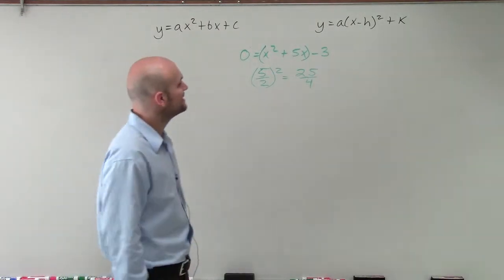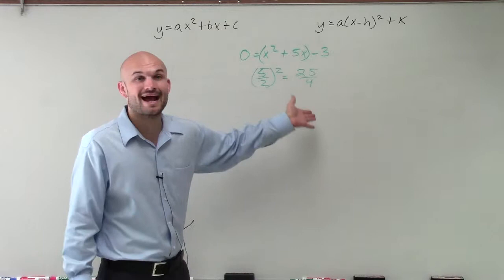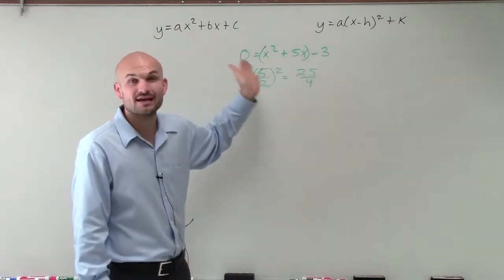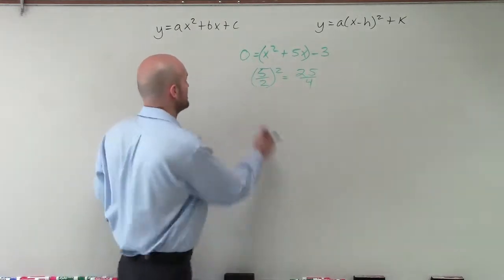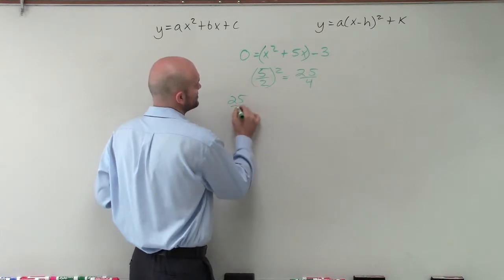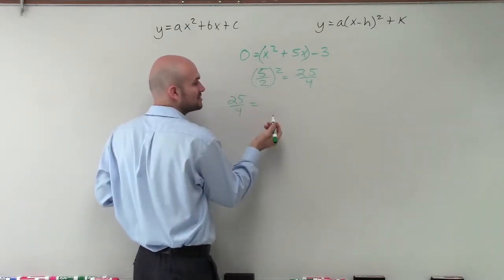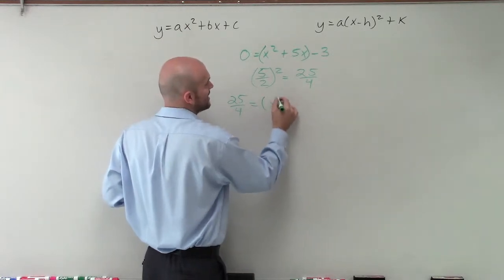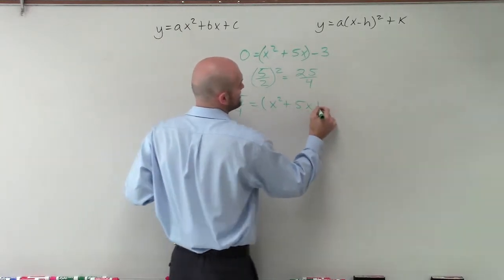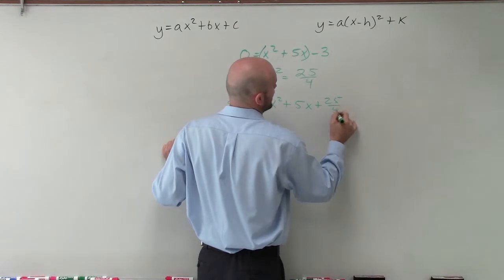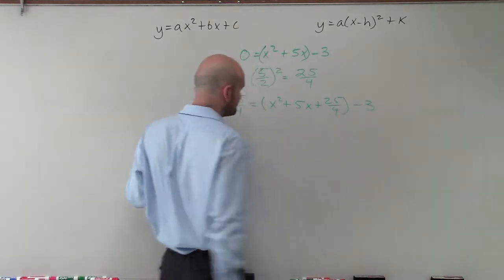And I can't simplify this anymore, so I need to make sure I add this to both sides, the right and the left side, or I could add and subtract on the same side. But I'll just add it on both sides. So I add 25 over 4 to the left side, which, plus 0, is just going to leave me with 25 over 4 plus x squared plus 5x plus 25 over 4 minus 3.